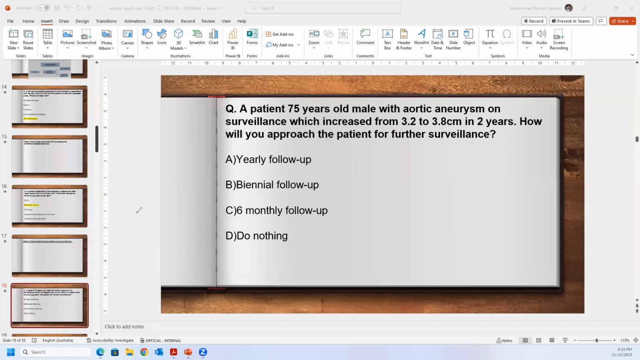All right, next question. A patient, 75 years old, male, has an abdominal aortic aneurysm and is on surveillance. But the size of it has increased from 3.2 to 3.8 centimeters in 2 years. Now, how will you do the further surveillance of the patient? Yearly? Twice in a year? 6 monthly? Oh, sorry, biennial means 24 months? Or do nothing?